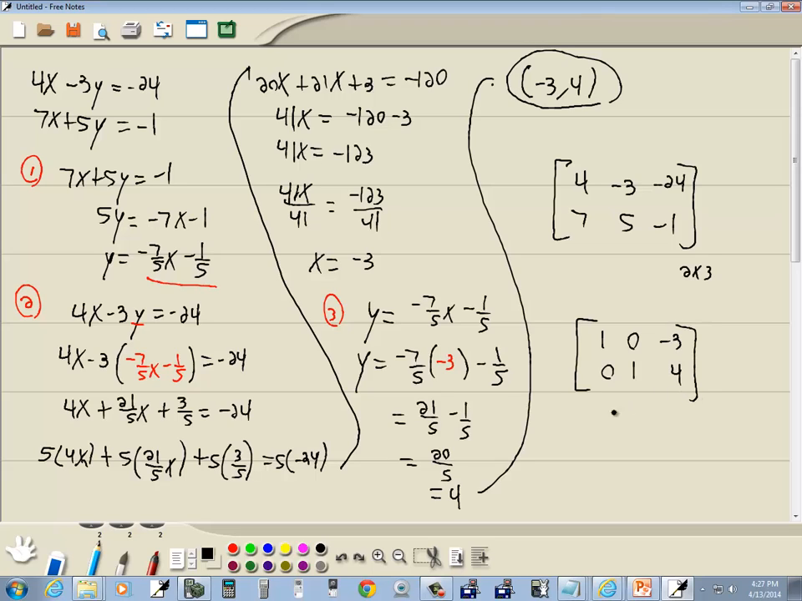Now, two equations with two variables. Our first 2 by 2 should be a diagonal of 1s, 0s elsewhere, which it is. And if that's true, then it means it worked, and our answer is the far right column. So this is x, and this is y. And our answer will be negative 3, 4. Same as when we did it by hand.